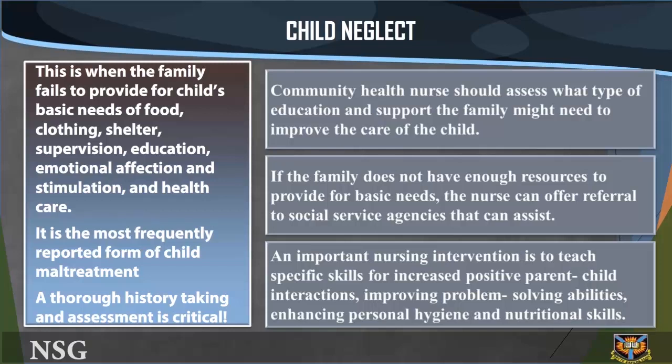A thorough history taking and assessment is critical as well. Depending on the particular manifestation of neglect, the community health nurse should assess what type of education and support the family might need to improve the care of the child. If the family does not have enough resources to provide for basic needs, the nurse can offer referral to social service agencies that can assist.